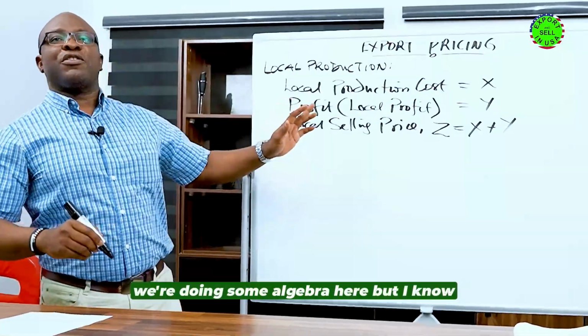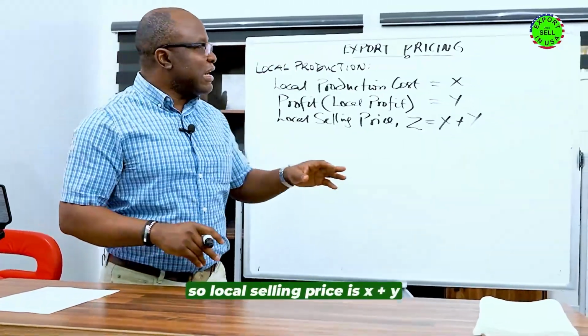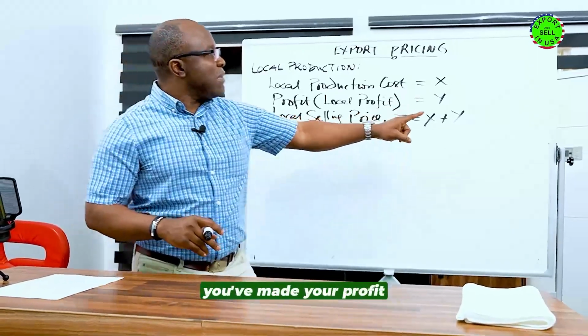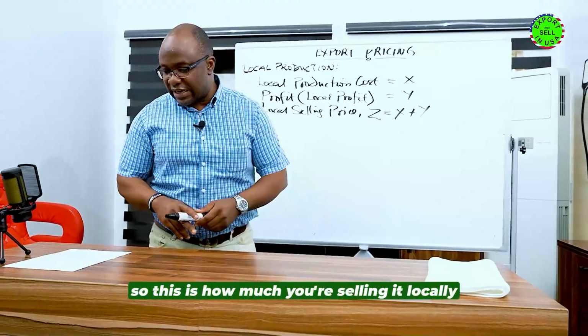Forgive me, we're doing some algebra here, but I know most of you understand what I'm talking about. So local selling price is X plus Y. You've made your profit, you've covered your production cost. So this is how much you are selling it locally.